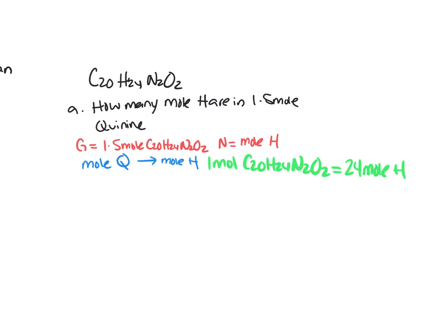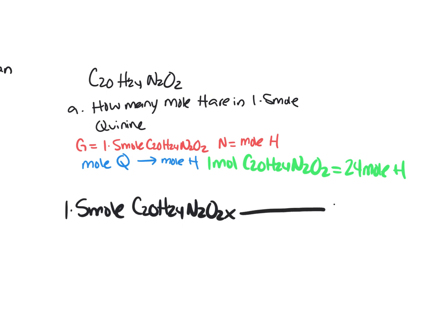When we set up, we know we always start with our given number. So you're going to start with the 1.5 moles of quinine. And we have one step, so we know we need one conversion factor. And by now we should know that if we want our moles of quinine to cancel out, we want to put that on the bottom. Which means 24 moles of hydrogen is going to go on top.